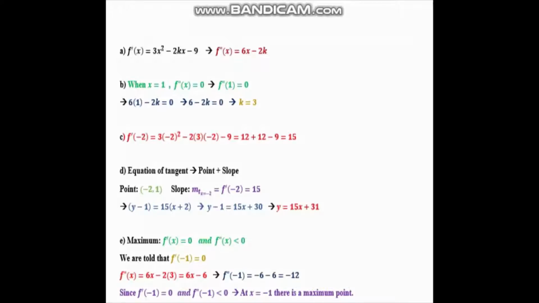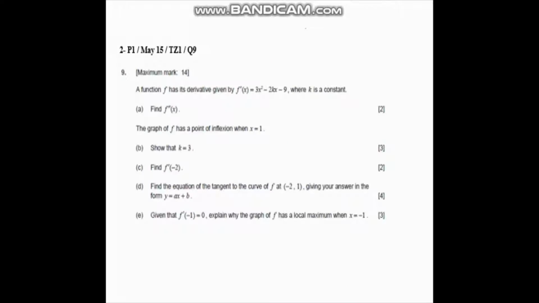So if f dash is 3x squared minus 2kx minus 9, this differentiates to 6x minus 2k. Next, you are told that the graph of f has a point of inflection when x equals 1, and you are required to show that k equals 3.